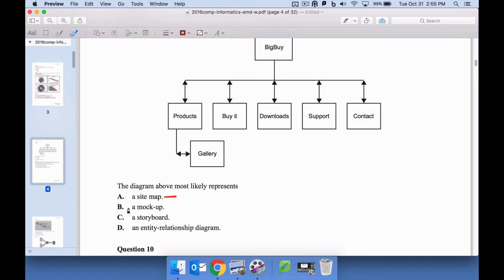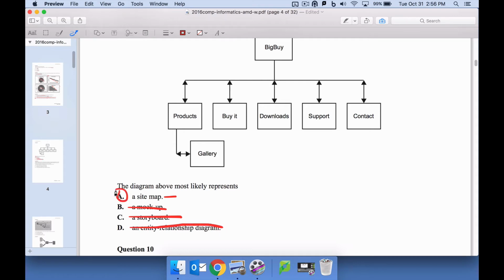A mock-up, it's definitely not a mock-up. A mock-up is very rough and sketchy, usually of single pages, like layout diagrams and stuff. A storyboard is usually linear and it has page after page, and it has more of a flow to it. So it's not a storyboard. An entity relationship diagram, that's more to do with database design. It's definitely not a database up here, so it's definitely not that. So it is a sitemap.